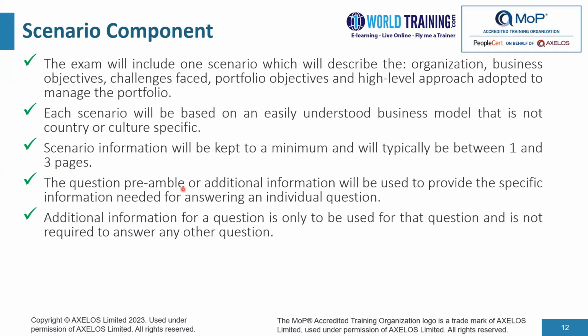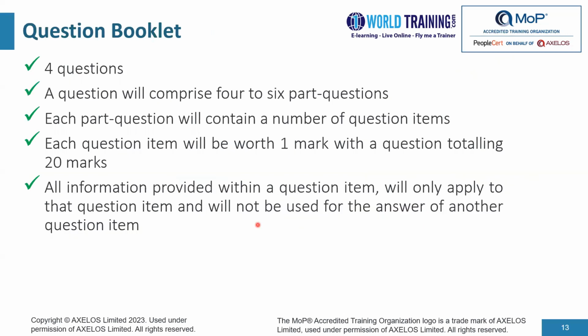The question preamble or additional information will be used to provide the specific information needed for answering an individual question. Additional information for a question is only to be used for that particular question and is not required to answer any other question. The question component would have 4 questions. Each question would have 4 to 6 parts, and each part question will contain a number of question items. Each question item will be worth 1 mark with a question totaling 20 marks.